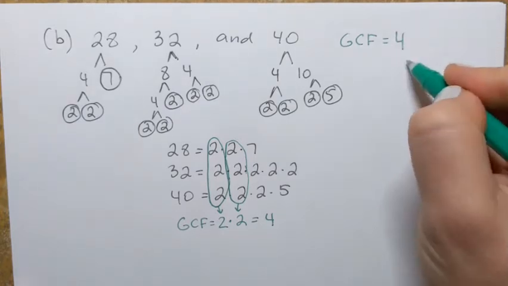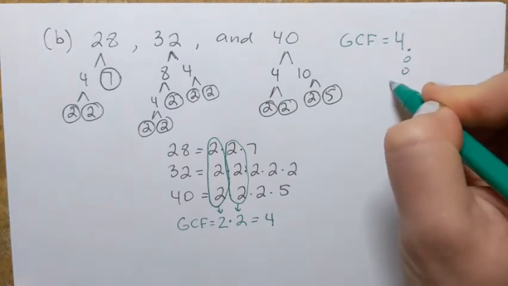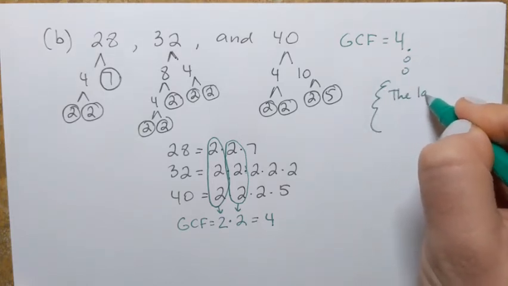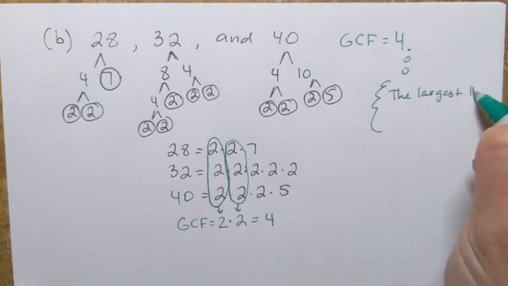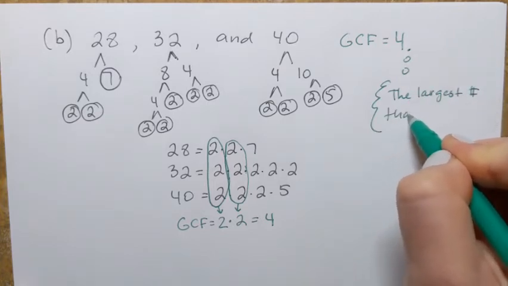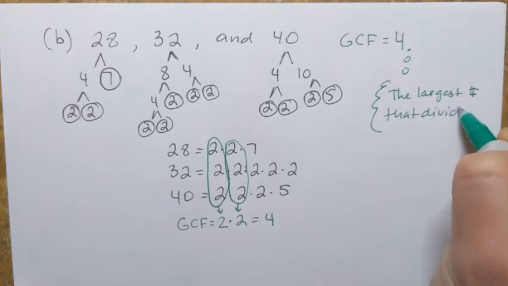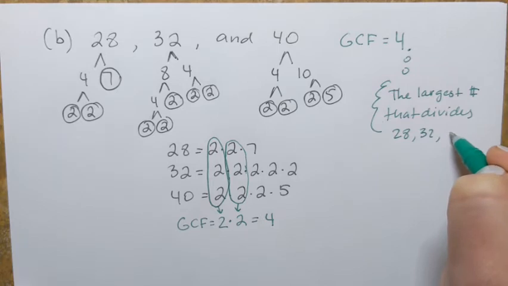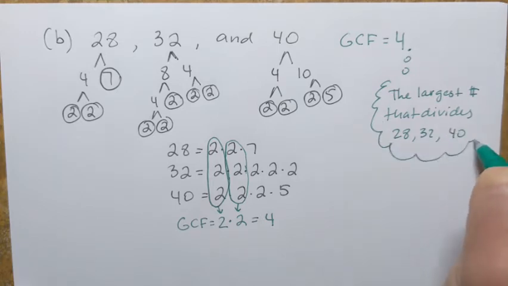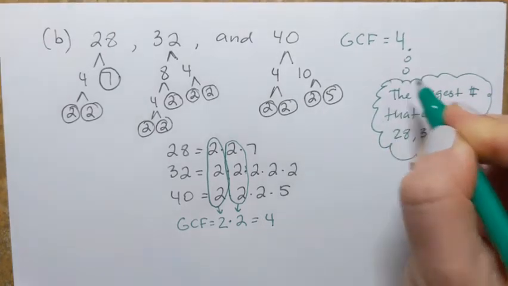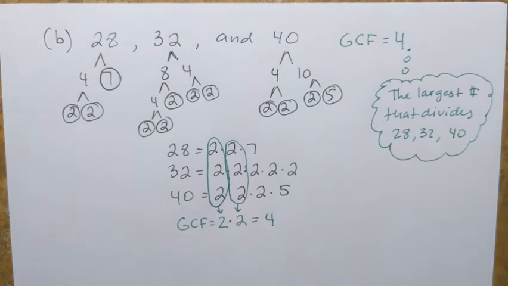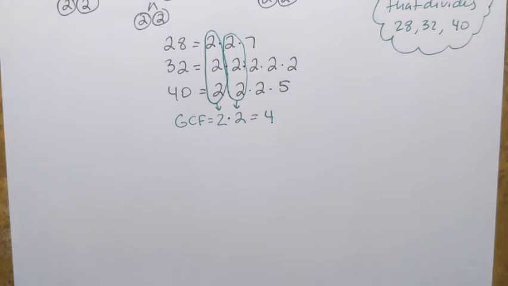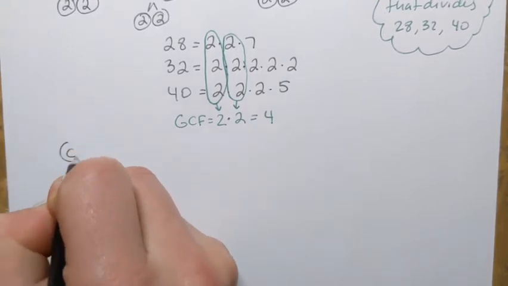And that's the largest number that divides 28, 32, and 40. Like that. Okay, and then let's try example C. In example C, we'll take the following numbers.